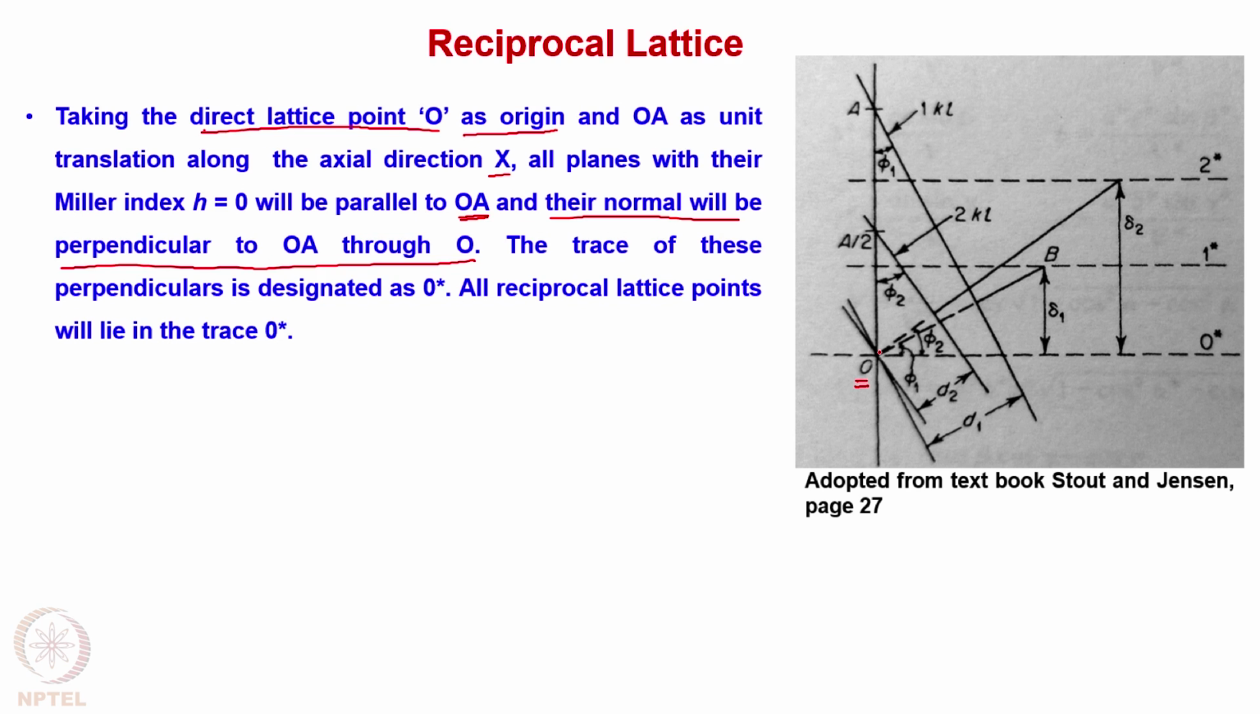And all these reciprocal lattice points, suppose you have a plane parallel here, then a plane parallel there, and a plane parallel there. These are all parallel planes at a given distance from the axis OA. If we drop a perpendicular from the origin to these planes and cut those distances at 1 by d, all those reciprocal lattice points that would generate would fall on this line, which is marked as 0 star.